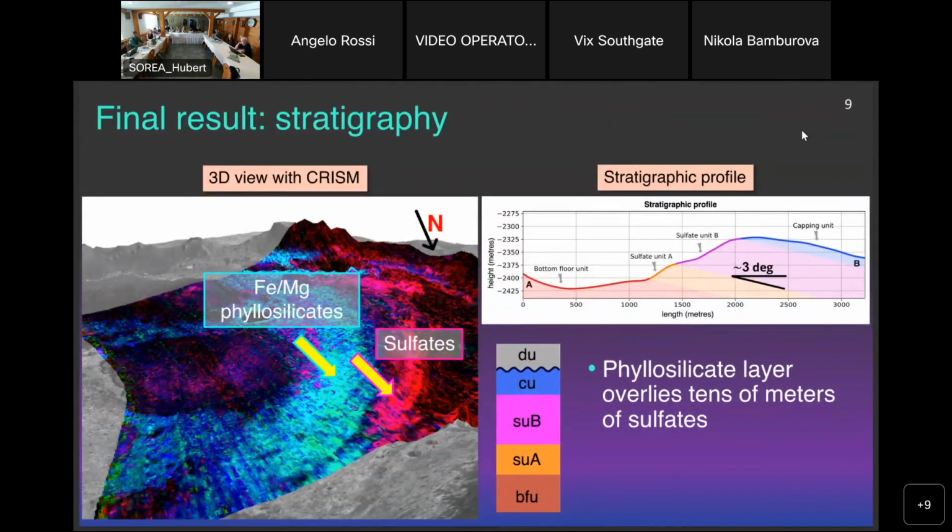About the stratigraphy, this is a stratigraphic profile that I have extracted with the DTM and also using the map that I did. You can see on both of these images, this is a 3D image of the crater with a CRISM image on top, and this is the equivalent stratigraphic profile. We have these layers of phyllosilicates here, and then thick layers of sulfates, actually about 100 meters thick. And as you can see, this clay layer is on top of this thick sulfate sequence.